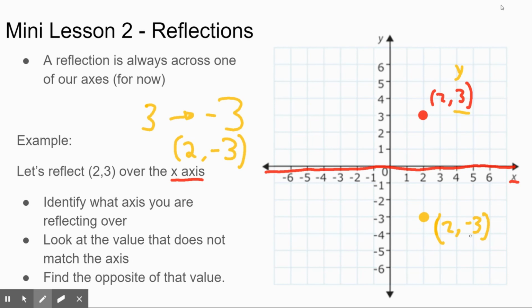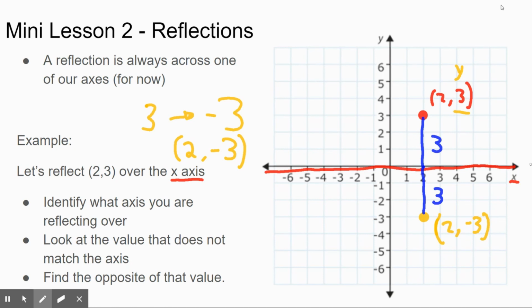Now to check your work, there's a great way to do this. If we think about absolute values and distances, if we look at the distance from our x-axis to our point, this is going to be a distance of 3. If we look at the distance from our x-axis to our reflection, it should also be 3. This is really important because that means that our reflection is definitely in the right spot.